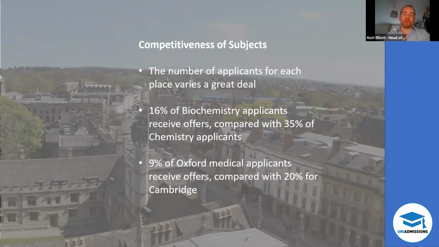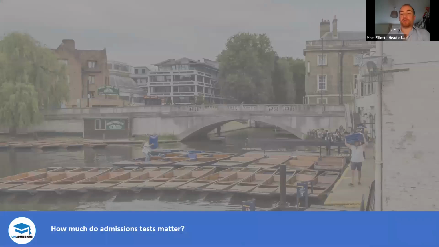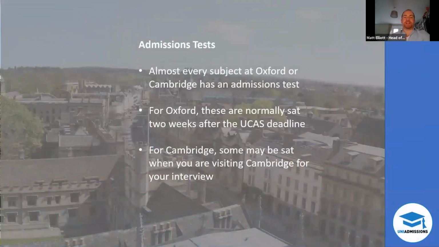So we've been talking a little bit about how these decisions are made, and we've mentioned admissions tests a couple of times without really going into detail on them. So now I've got some horrible graphs for you. Hopefully you like graphs. Pretty much every subject at Oxford or Cambridge has an admissions test. There are a handful of exceptions. Chemistry at Oxford is one of the most notable ones. There are a few others, but for the most part, almost every subject will have an admissions test.